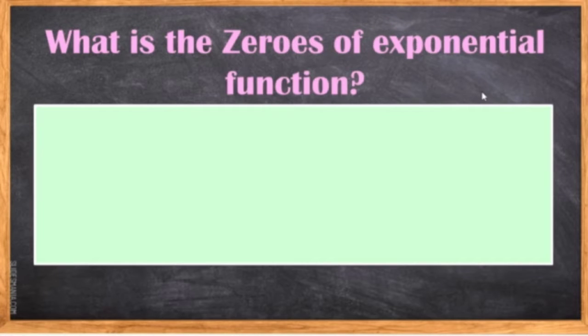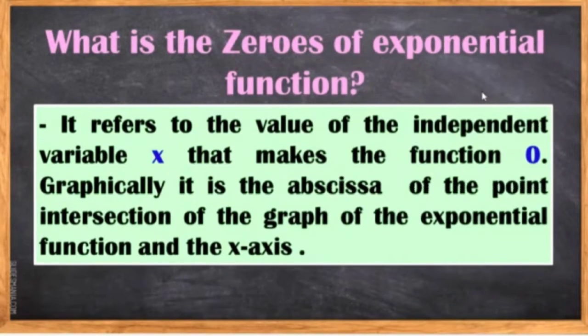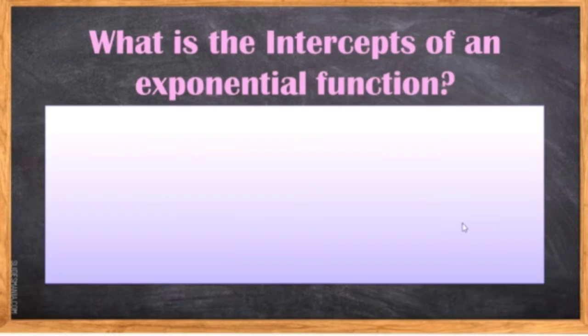Then, let's talk about the zeros of an exponential function. It refers to the value of the independent variable x that makes the function 0. Graphically, it is the abscissa of the point of intersection of the graph of the exponential function and the x-axis. Mr. Lucky, can you please read?